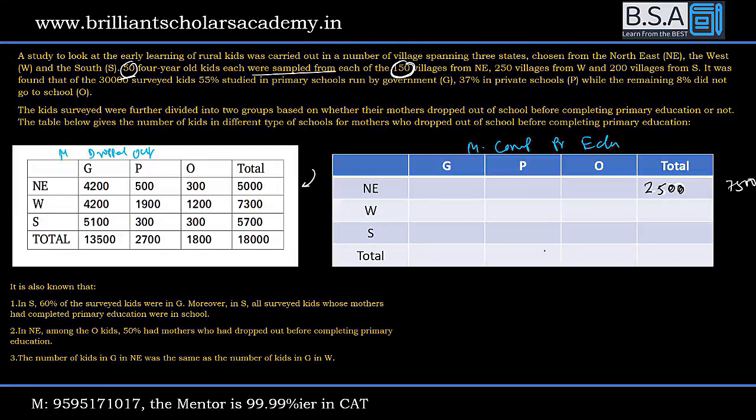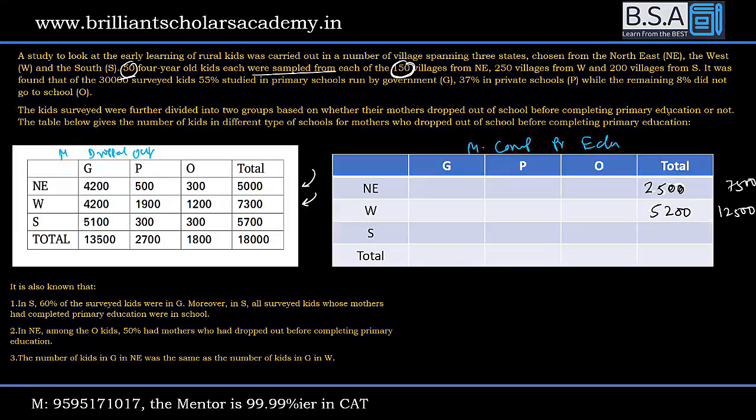What does the number say for second? There are 250 villages in West. What is 250 into 50? It is 12,500. Out of that, I already have 7,300. Don't make silly mistakes. It will cost you. 12,500 minus 7,300 is 5,200. Use calculators if you have to. 5,200 children will be here.